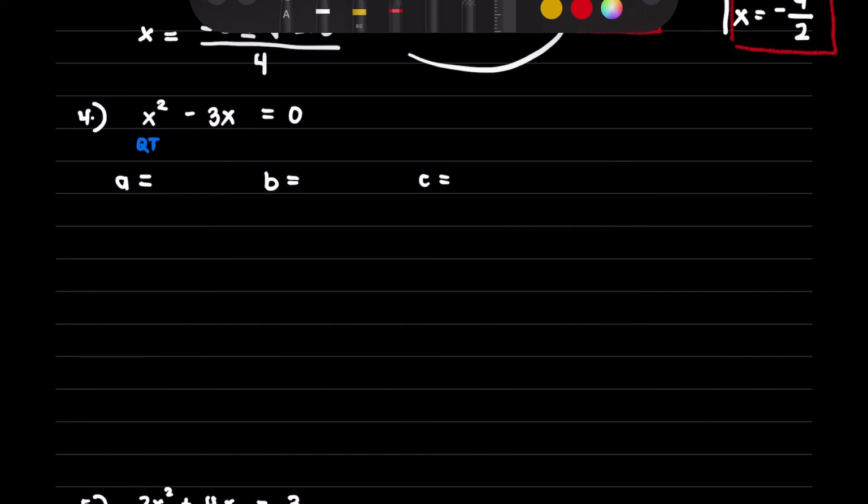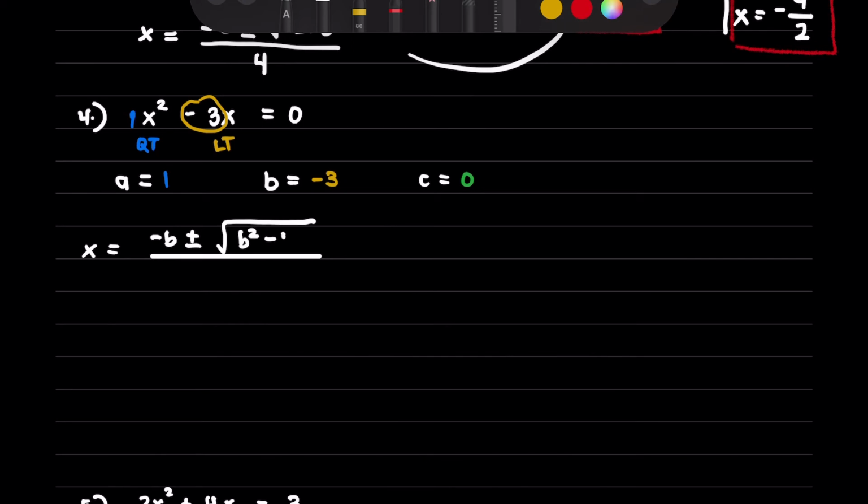So, hanapin na lang natin yung values ng A at saka ng B and C. So, ang value ng A natin is invisible 1. Okay? So, that is 1. Ang value ng B natin is, ito yon, negative 3. And since we do not have a constant term, so, ang lalagay natin dyan is 0. Okay? So, madali lang to. Now, we're going to use quadratic formula. So, we have negative B plus minus the square root of B squared minus 4AC all over 2A.